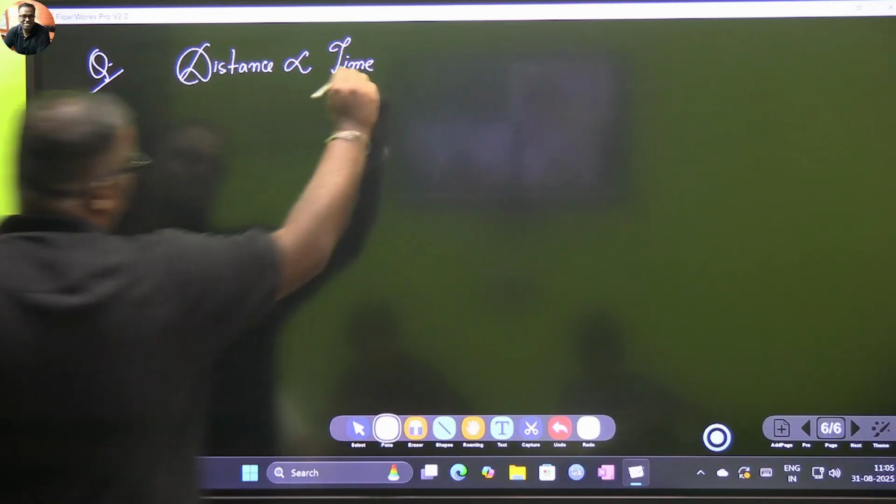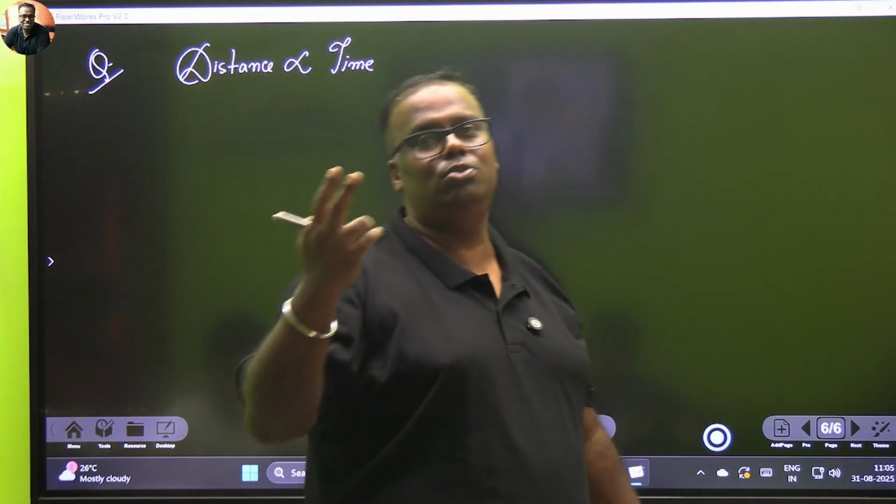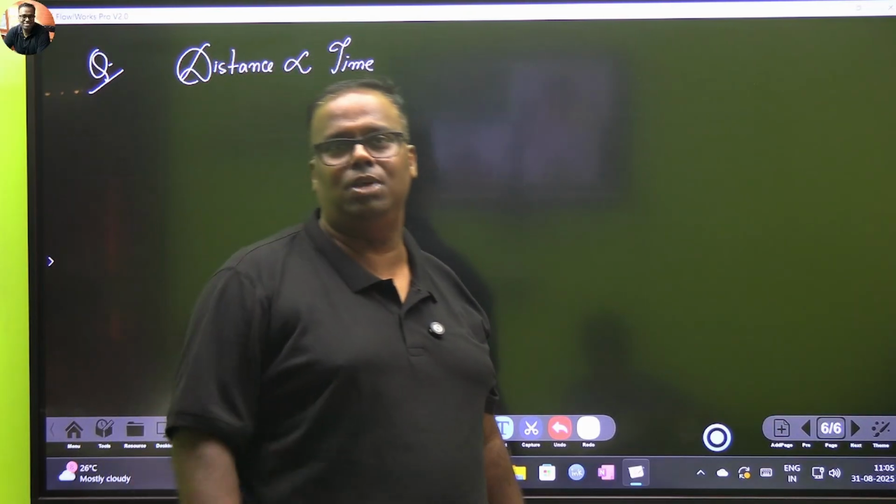Okay. Distance is directly proportional. Pune is famous for two things. One is Marzorin sandwich. One is Shrewsbury biscuits, also known as Kayani Bakery. Okay.